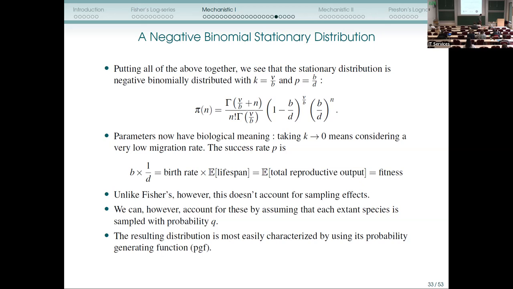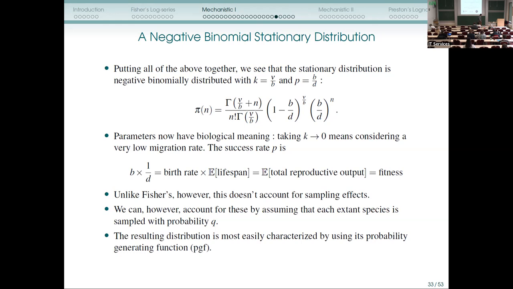What have we got going on here? We've got Fisher's k, remember that was the parameter that he had in his gamma distribution, is now taken up here by nu over b. Nu is the migration rate. So in other words, Fisher's k was proportional to the migration rate into the population, if this is the right individual-based model to get to Fisher.